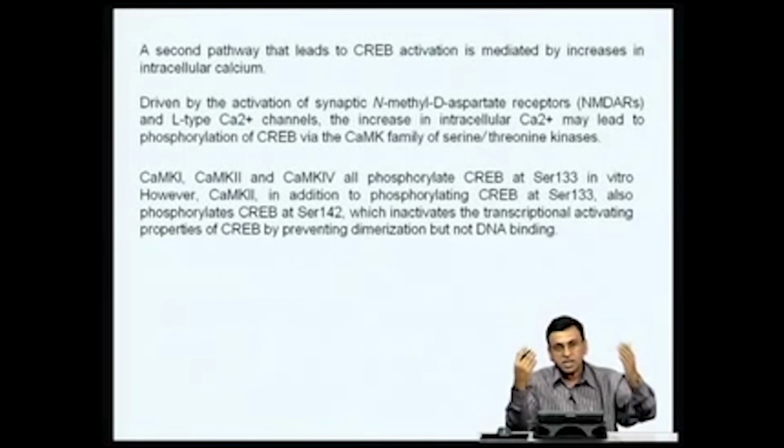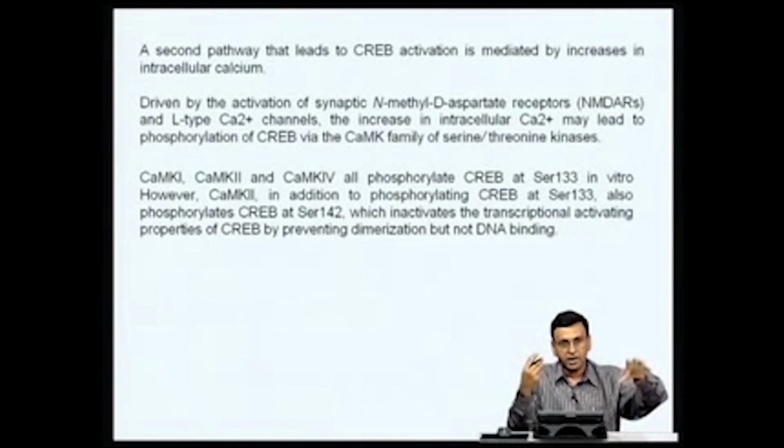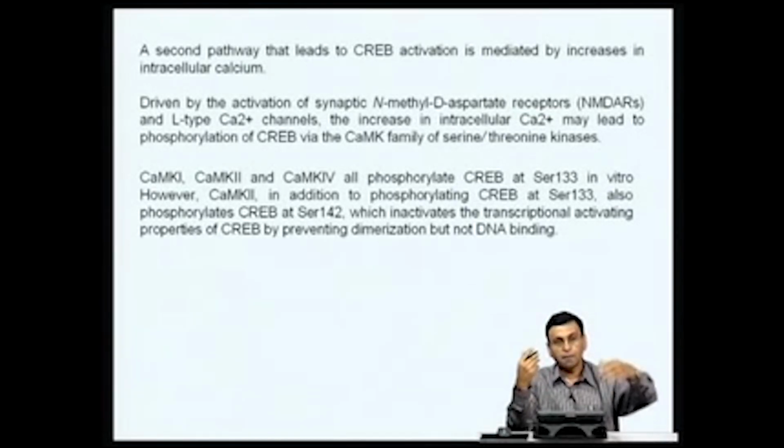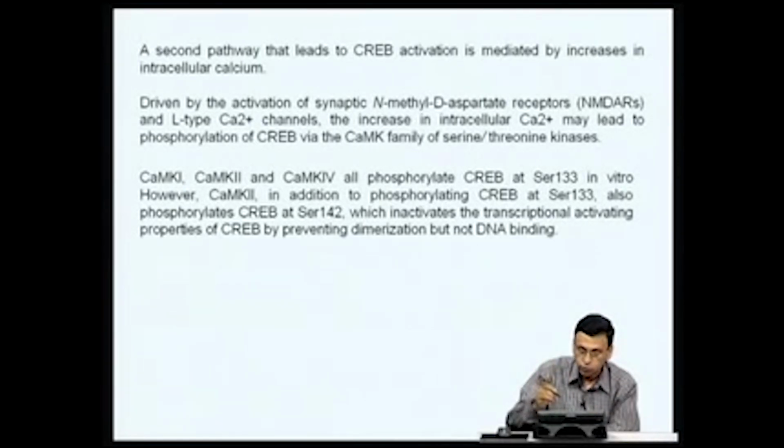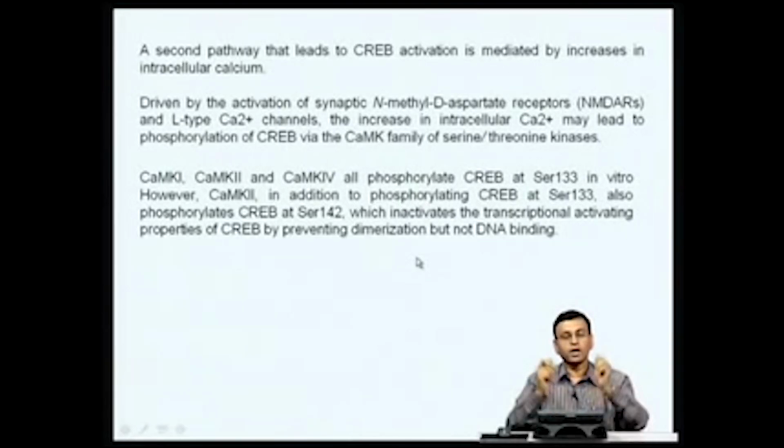When serine 133 is phosphorylated by either CaM kinase 2 or by protein kinase A, it results in the interaction of CREB with P300 resulting in the activation of transcription. But when CaM kinase 4 phosphorylates serine 142 of CREB, it actually results in repression of transcription, because serine 142 prevents dimerization of the two CREB molecules, and therefore CREB cannot dimerize, and therefore it cannot activate transcription. So, you can see how phosphorylation by two different kinases can regulate the activity of a transcription factor.